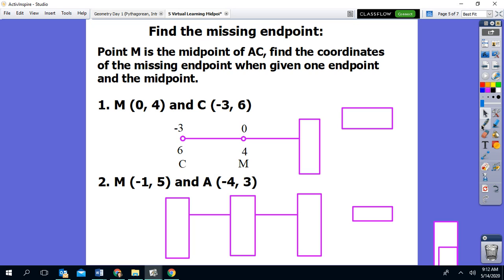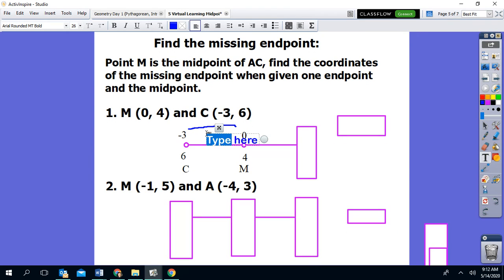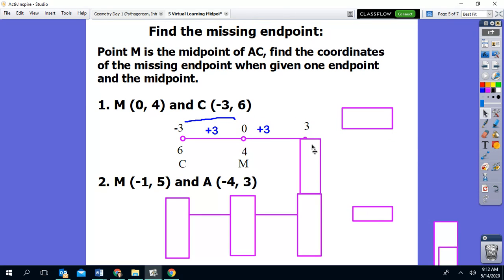The way you can think about it is how many spaces did you move if you go from -3 all the way to 0? If you go from -3 to 0, you go up 3. So put +3 in here. We go up 3, so we need to go up 3 again. If I go up 3 again from 0, I'm going to end up at 3. Makes sense? Think about it that way. How many did you move up?